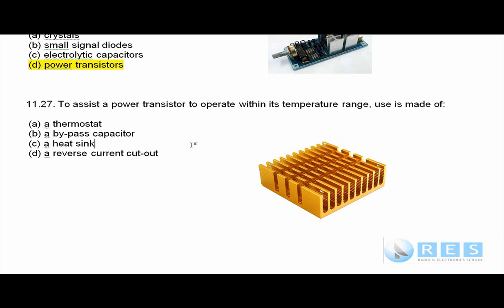Question 1127, to assist a power transistor to operate within its temperature range, use is made of a heatsink. Just cooling fins. If you attach a transistor to this, all the heat from the transistor is going to flow into this heatsink and be dissipated to the air to keep the transistor cool.